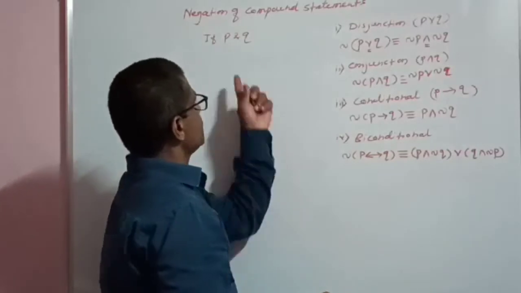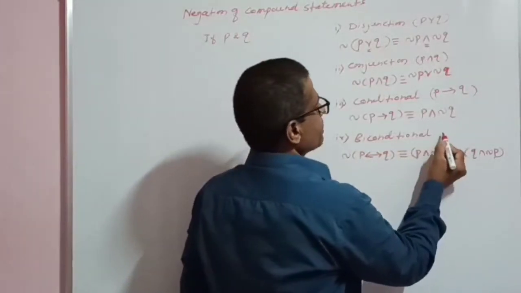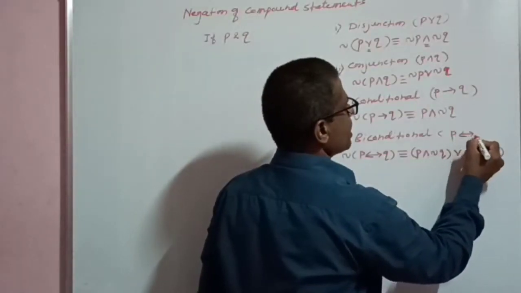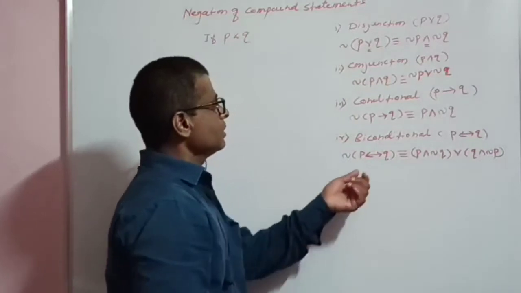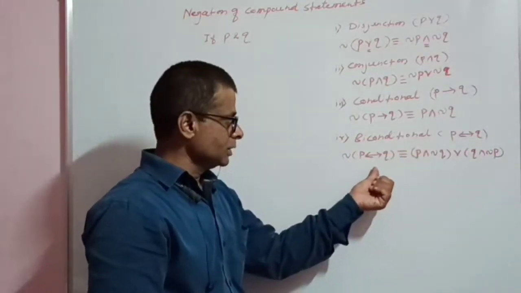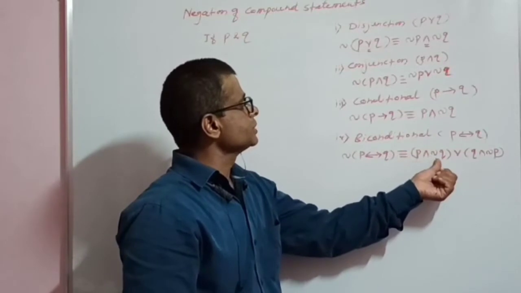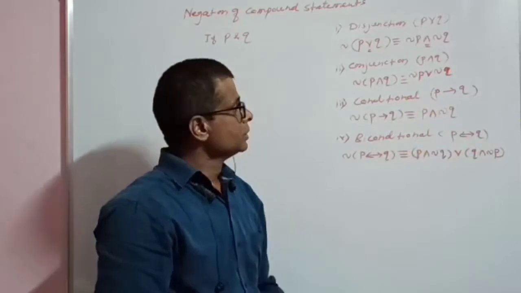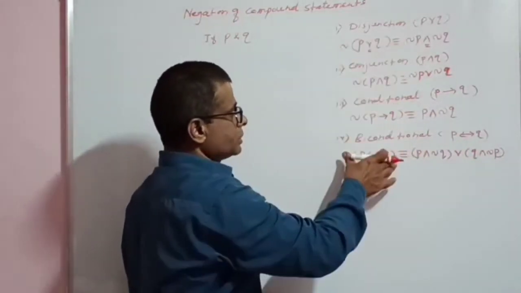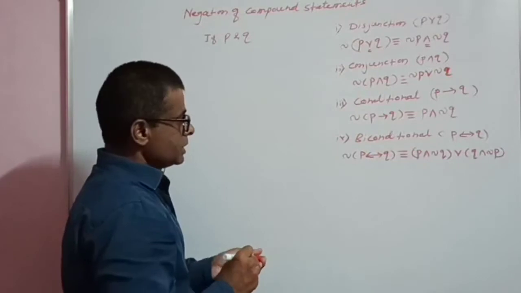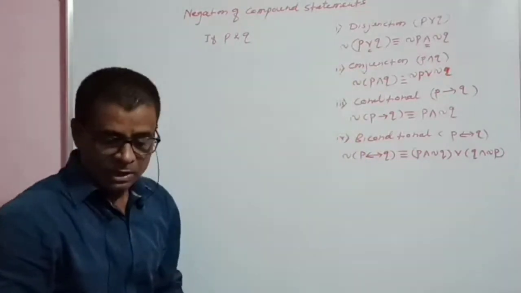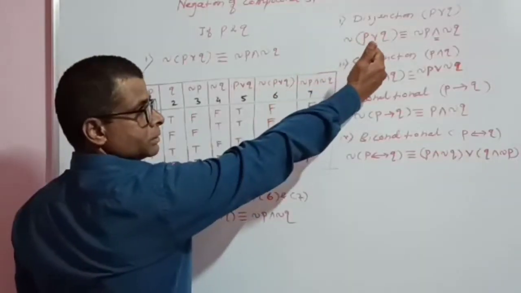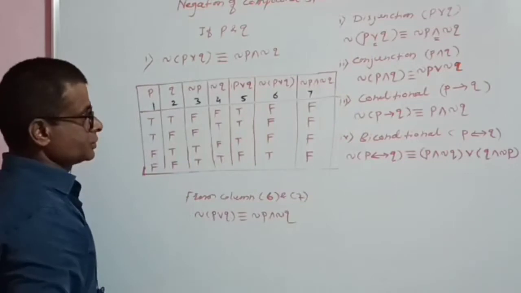Then the biconditional: if P and Q are any two statements, their biconditional is denoted by P double arrow Q. The negation of this P biconditional Q is logically equivalent to (P conjunction negation of Q) disjunction (Q conjunction negation of P). So these are the rules of negation of compound statements. Even we can prove these rules by using the truth table also.